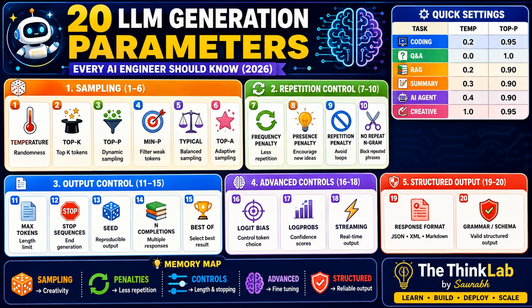So number four is the min P, right? Min P removes the words with very low probability. So it filters weak token choices, right? This improves the response quality and reduces random output.